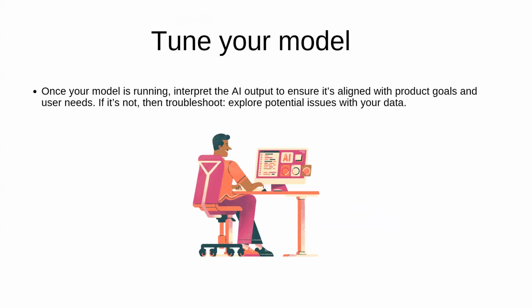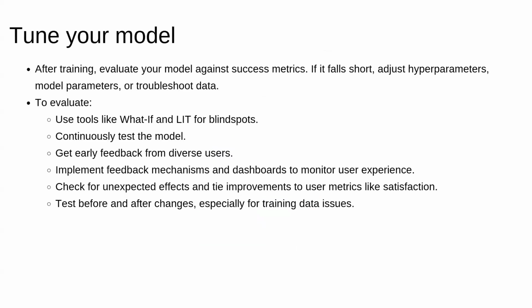Okay, lastly, your training data is pre-processed and more or less you're ready to start tuning your model, which is very important. Once your model is running, interpret the AI output to ensure it's aligned with product goals and user needs, right? So you train the model, you test it, retrain it, retest it, and you need to tune your model until you get the results that you expected. How much accuracy are you looking for, right?